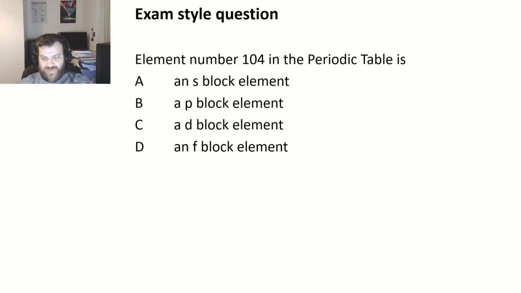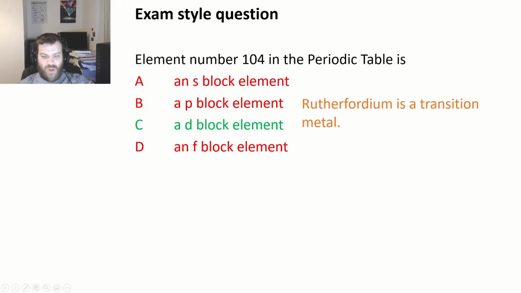Questions you could be asked, they can give you a particular element, in this case element number 104, beryllium, which is a transition metal. Therefore, it is a D block element.